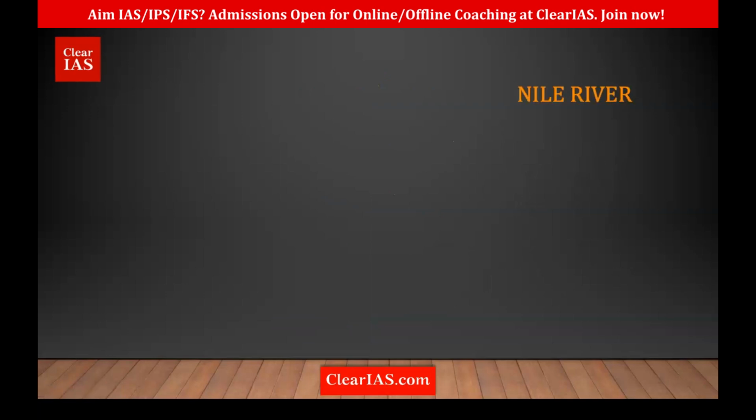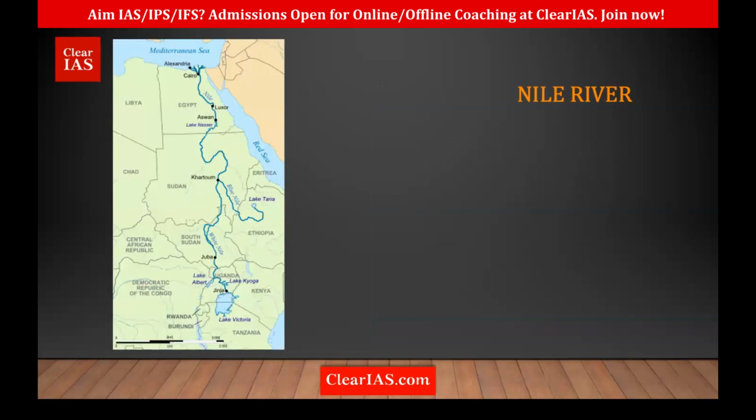Next is the Nile River. This is very, very important. You can see the picture here. It's flowing through so many countries. I know it's very hard to remember all these countries, but I'll give you an idea. It starts all the way from here, somewhere around Rwanda and Burundi. It flows through South Sudan, Ethiopia, Sudan, Egypt, and then empties into the Mediterranean Sea. That is the Nile River.